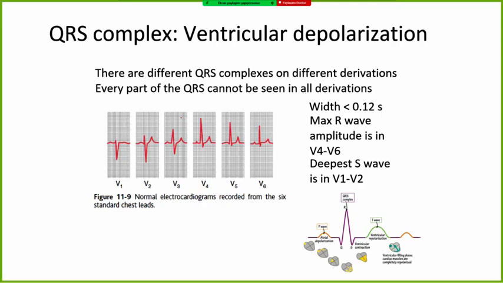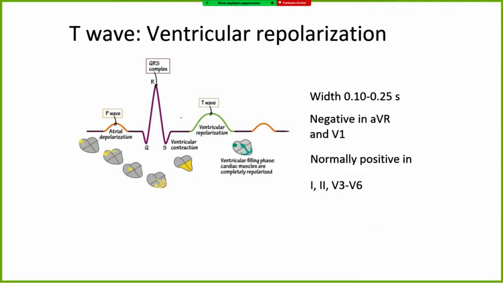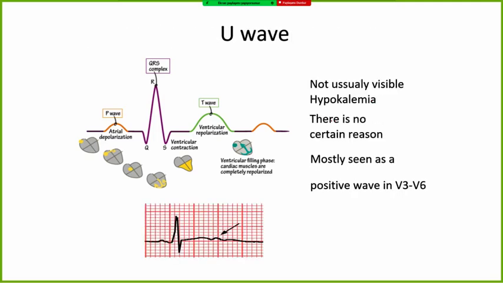The maximum R wave can be seen in V4 through V6, and the deepest S wave is in V1 and V2. The T wave is the ventricular repolarization. Its width should be between 0.10 to 0.25 seconds. The T wave is negative in AVR and V1 derivations and normally positive in D1, D2 and V3 through V6 derivations.